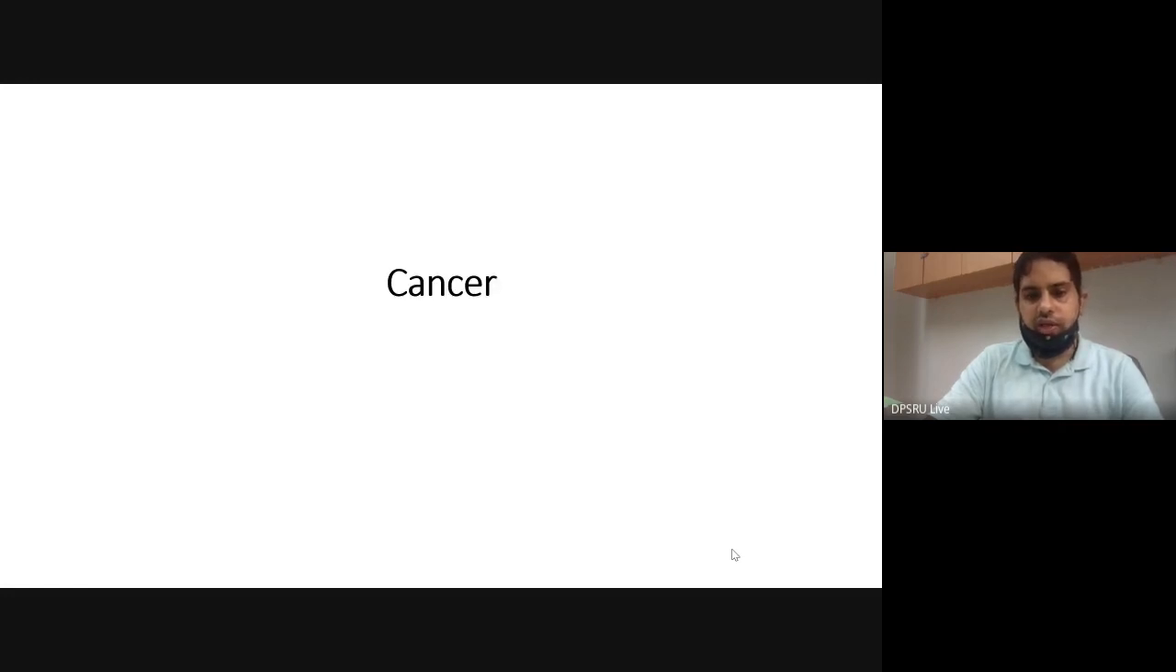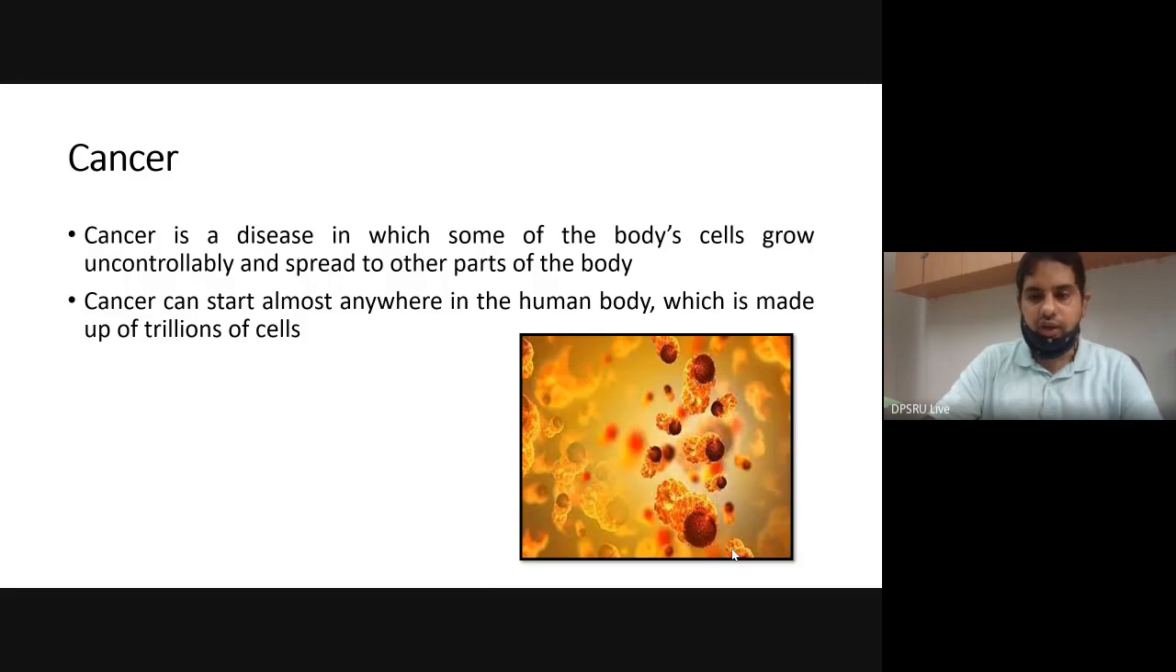Now today we are going to discuss cancer, and cancer is one of the serious major illnesses, and year by year, cases of cancer are increasing, and there are different types of cancer. You can see what actually cancer is. Cancer is a disease in which some of our body cells grow in an uncontrolled manner and spread to other parts of the body, so we call it cancer. When cells divide and grow in an uncontrolled manner and spread to other parts of the body, that we call cancer.